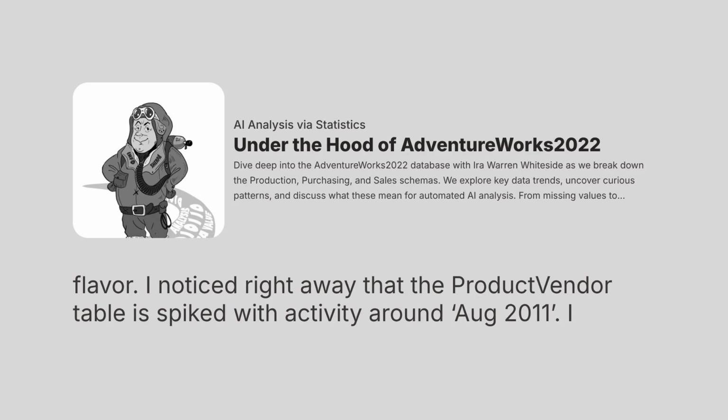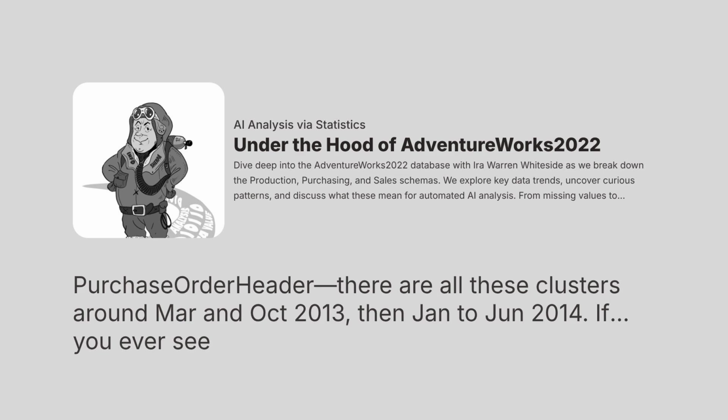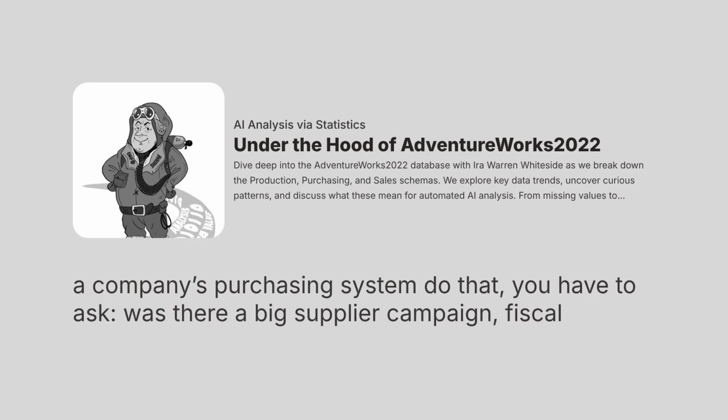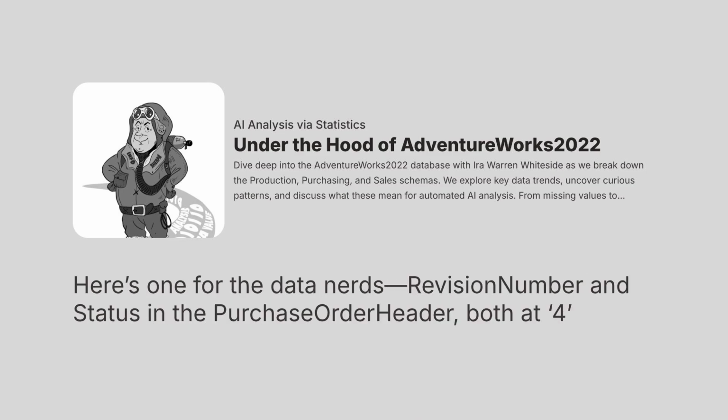I noticed right away that the product vendor table is spiked with activity around August 2011. Those last receipt dates, even the modified dates, all bunch up right there. Same in purchase order header. There are all these clusters around March and October 2013, then January to June 2014. If you ever see a company's purchasing system do that, you have to ask, was there a big supplier campaign? Fiscal year closeout? Maybe just the annual clean up the open POs exercise. Here's one for the data nerds.